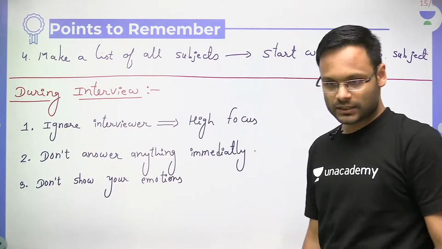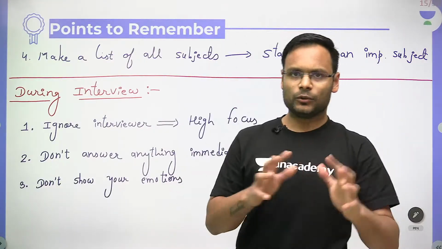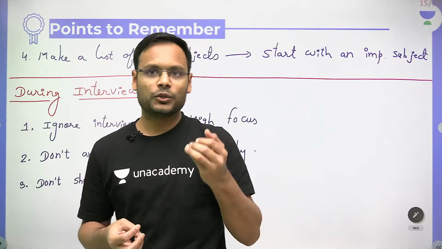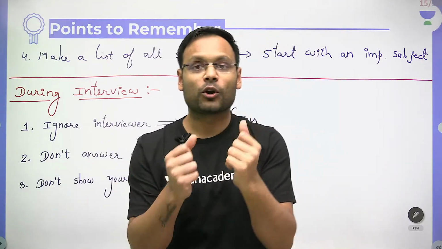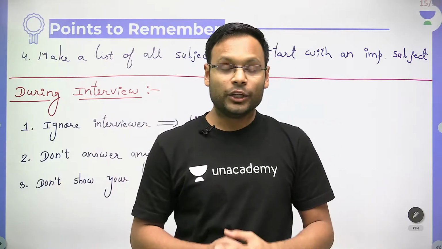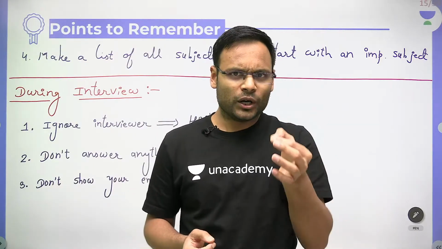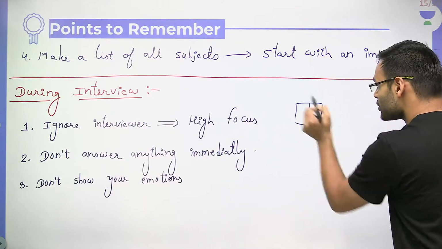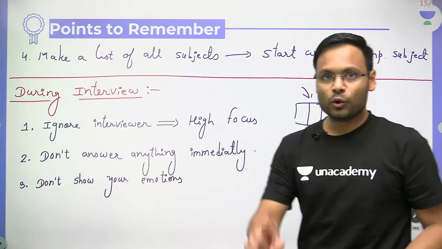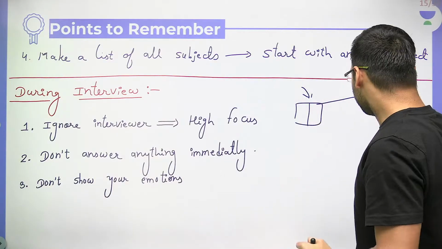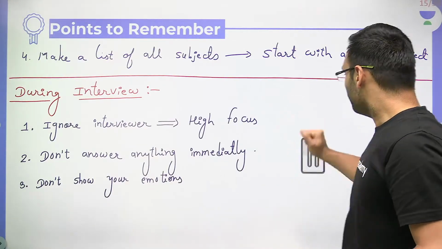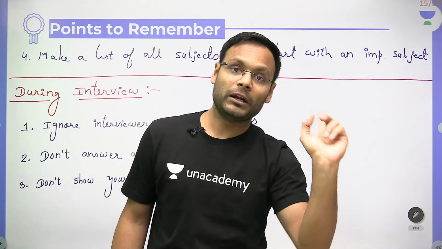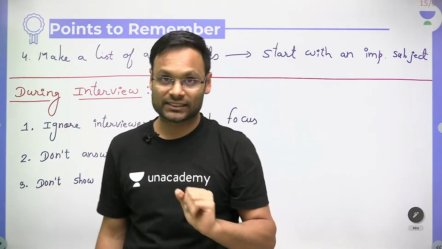Don't show your emotions. How? I'll tell you. When the interviewer asks you a question from your knowledge domain, and you know the answer, then don't be excited. As soon as you get the question, don't say, sir, I'll tell you, sir, this happens, sir. Linked list is given, and then the pointer goes like this. Don't show the emotions. The interviewer most of the time will not be happy with your knowledge; rather, the interviewer will be happy with your problem solving skills.